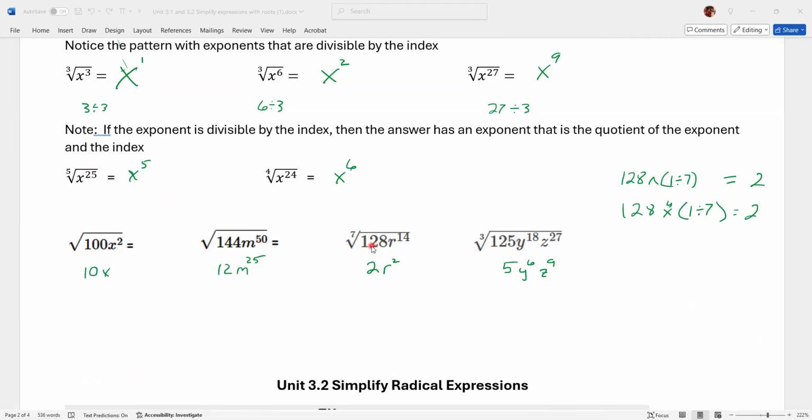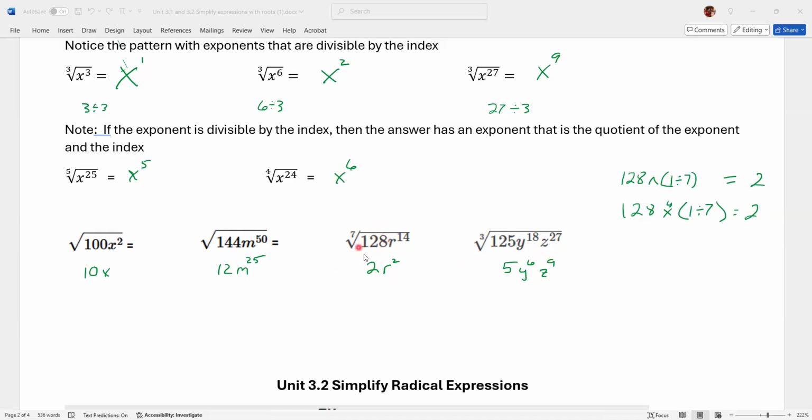The 7th root of 128 is 2. I'll show you how to compute that. And then r to the 14th, the 7th root, 14 divided by 7 is 2. So 2r squared. The cube root of 125 would be 5. The cube root of y to the 18th, 18 divided by 3 is 6. The cube root of 27 is 3, so there would be the answer.